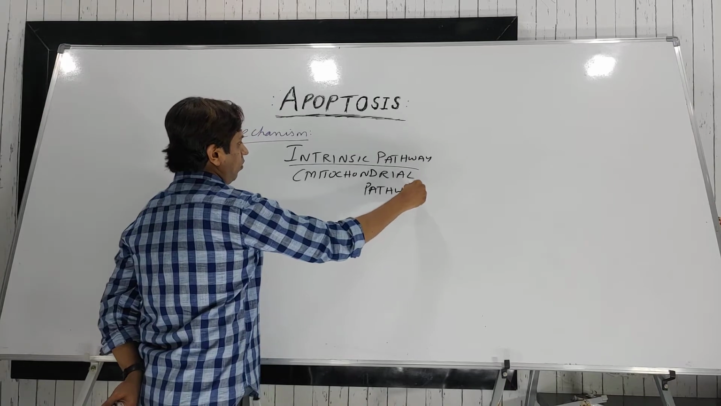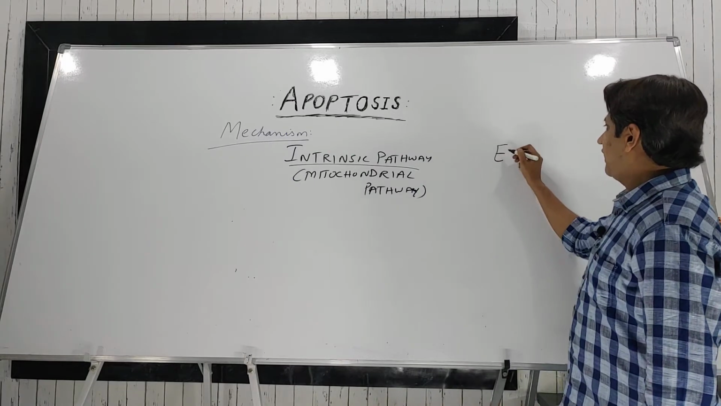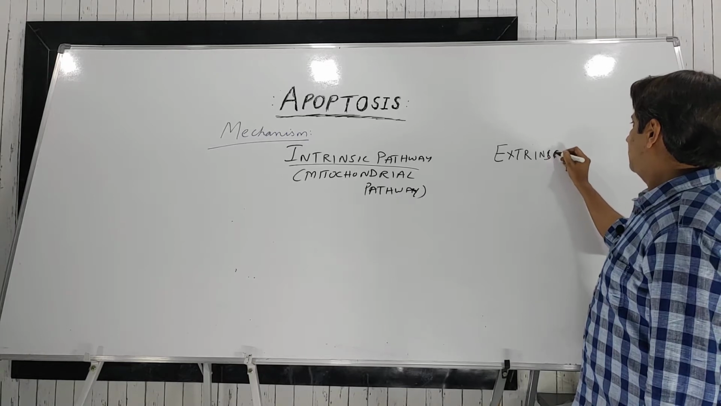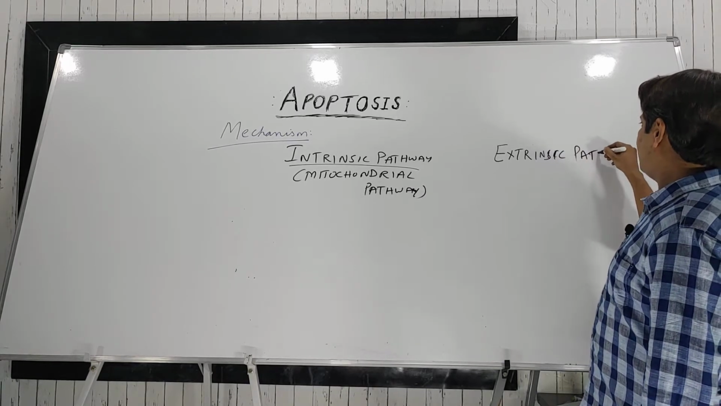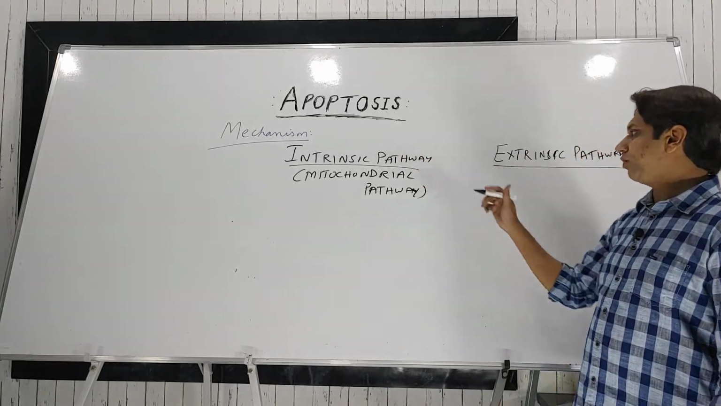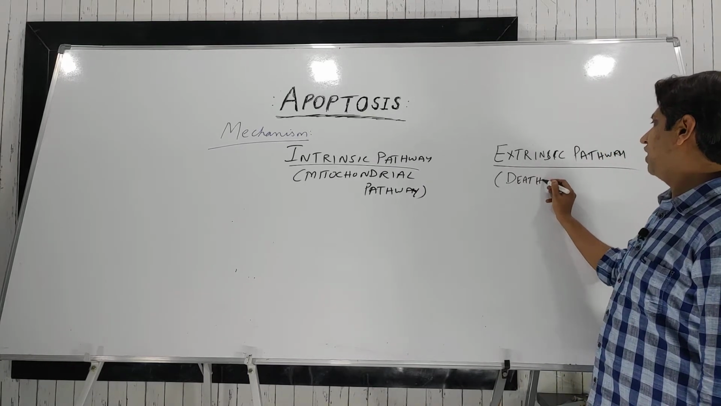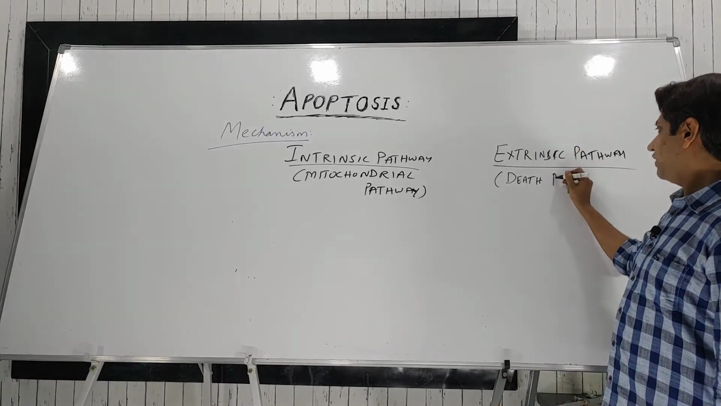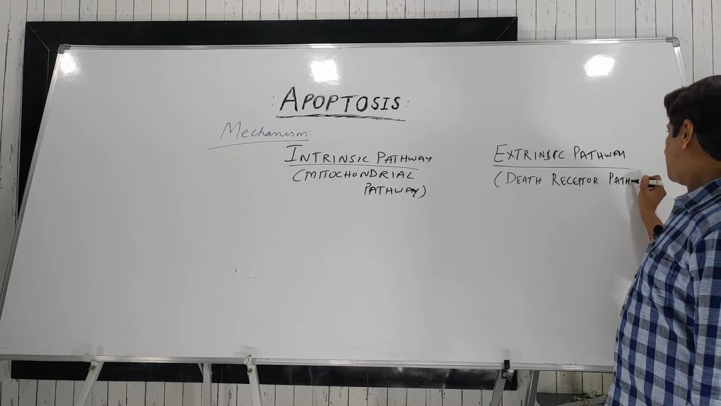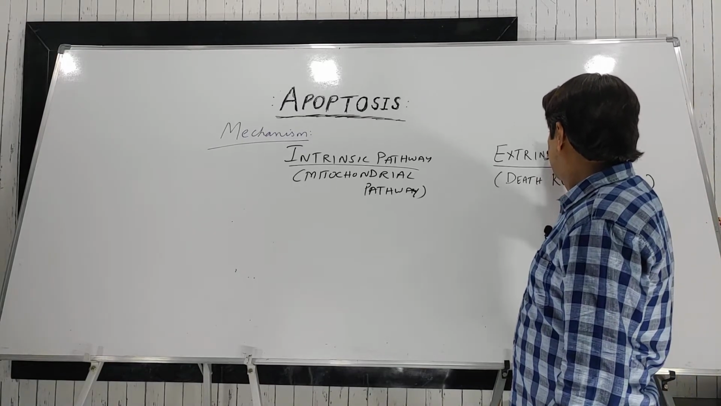Then one more pathway by which apoptosis takes place is known as the extrinsic pathway, also known as the death receptor pathway. Remember these two pathways. Intrinsic, that is inside the cell, mitochondria will be there, so it is the mitochondrial pathway. Then the extrinsic, due to some receptors present on the cell, that's why the name given is death receptor pathway.